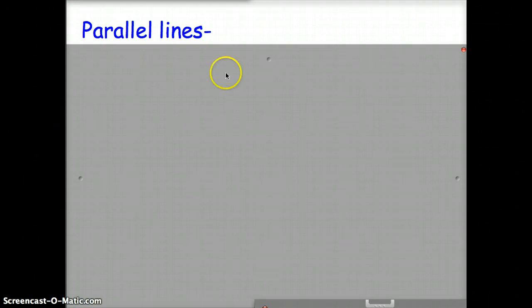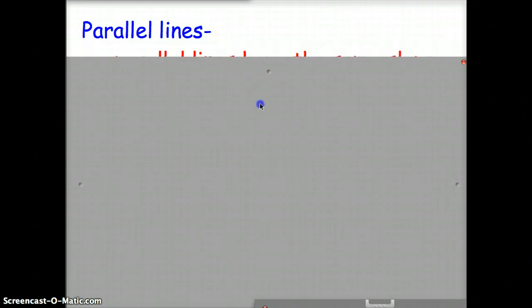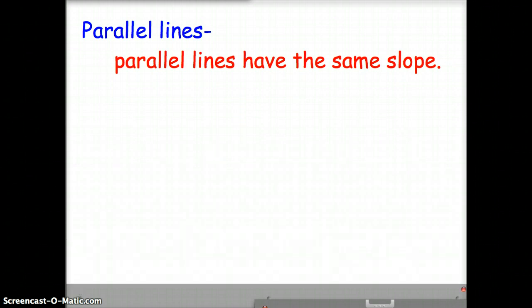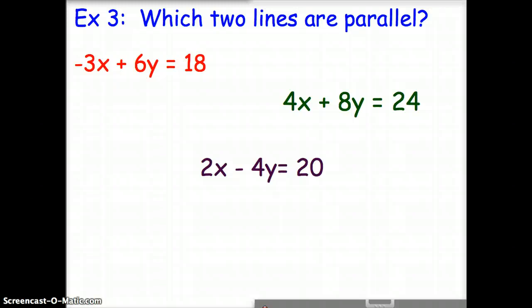Re-emphasizing what we've talked about in class the past few days, parallel lines have the same slope. Which two lines are parallel? This is your homework assignment for tonight. So your first part of this step is going to be to actually put these in slope-intercept form. So solve for y, then figure out which two lines are in fact parallel.